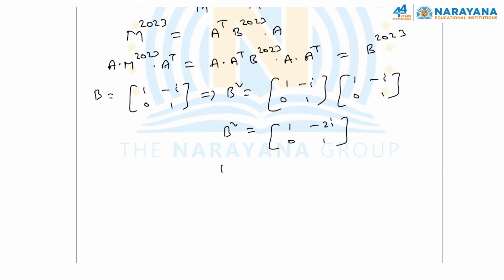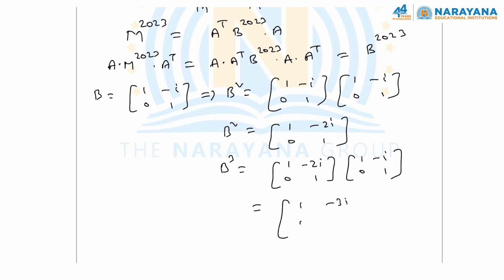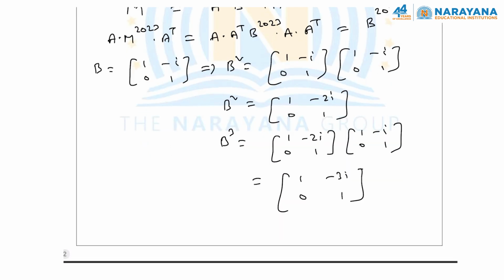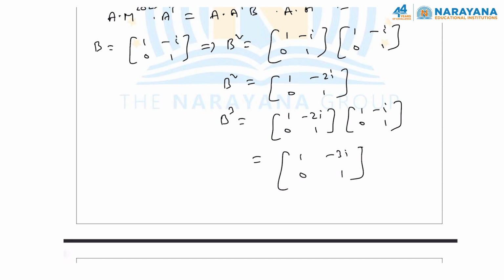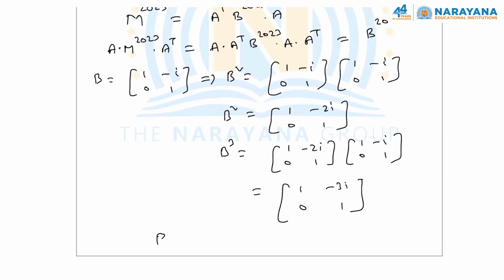Now if you calculate B power 3, this will be B square into B. So [1, minus 2i; 0, 1] into B, [1, minus i; 0, 1]. Now if you observe, you will get 1, minus i minus 2i, which will be minus 3i, 0, 1. So you can observe B power 3 has minus 3i. So we can generalize that B power 2023 will become [1, minus 2023i; 0, 1], because if n is there, we are adding minus n i.